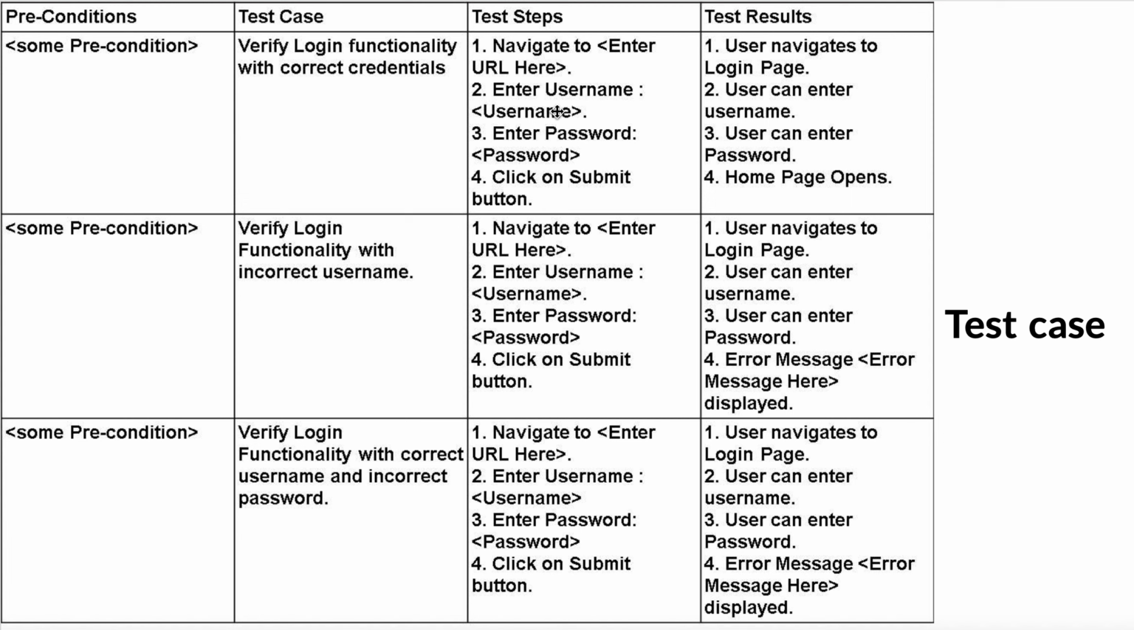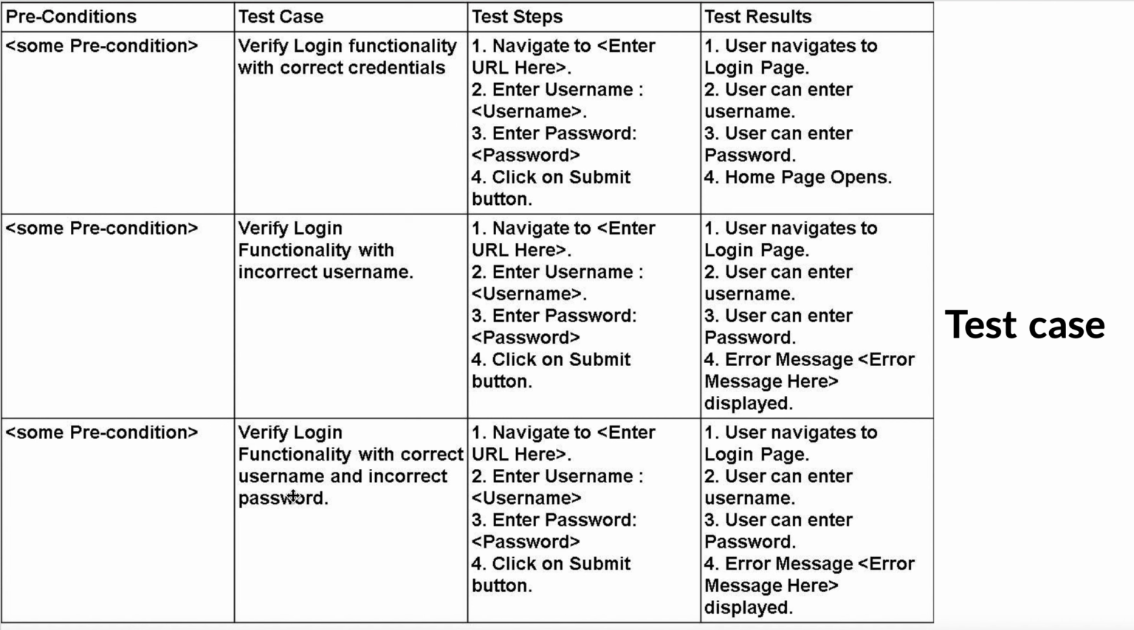you have to write precondition, test case, test steps, test result. So the precondition is that the build should be deployed, the software should be deployed into the server, and it should be up and running. Suppose one of the test cases is to verify login functionality with correct credentials. So the steps will be: navigate to the URL. Once you navigate to the URL, the user should be navigated to the login page. Then enter username; the user should be able to enter the username. Enter password; the user should be able to enter the password. Click on the login button or submit button. The user should land on the home page, since it is a valid credential.